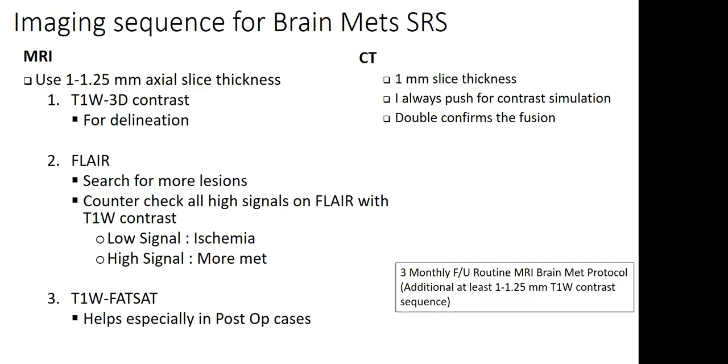If you are seeing any high signal area, always compare it with the T1 contrast. If it is also showing the enhancement, that is a MET. If it is not showing enhancement, it's a low signal on the T1, it's an ischemic area, an ischemic change. We always take T1 contrast and FLARE. Never go with only a single sequence. Possibly you're going to miss a lot of small metastatic foci.